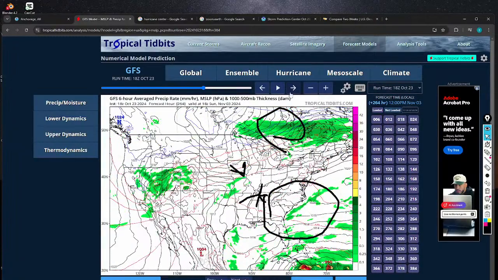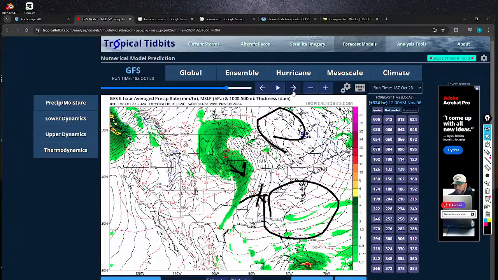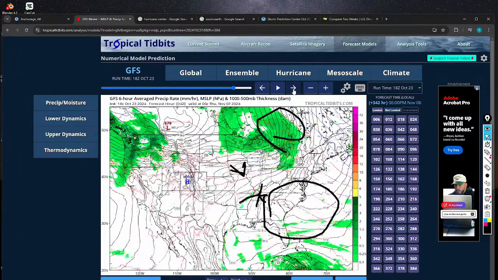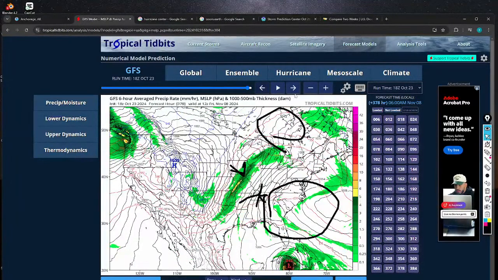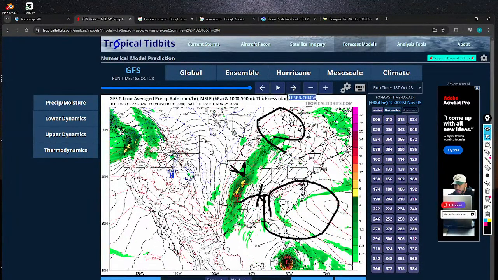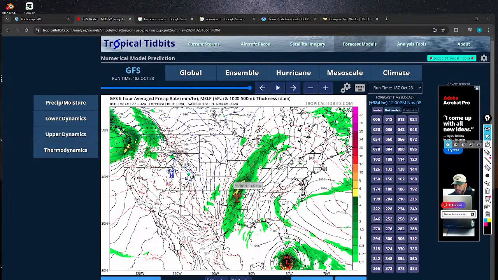The next chance for South Texas rain, there's like a 6% chance of Texas getting rain on November 8th at 12 p.m. So this could be a noon storm. This is also on a Friday. Low pressure system seems to actually be moving down south on this storm.